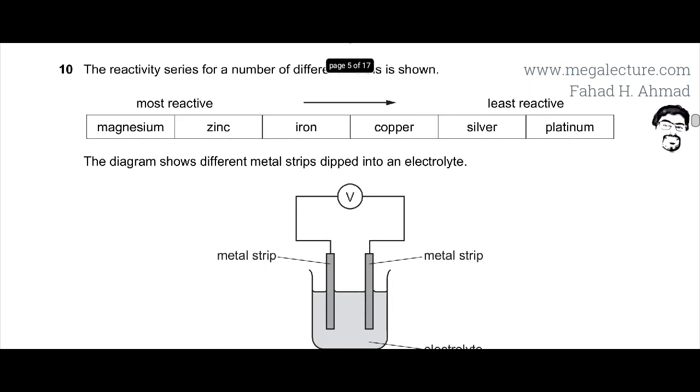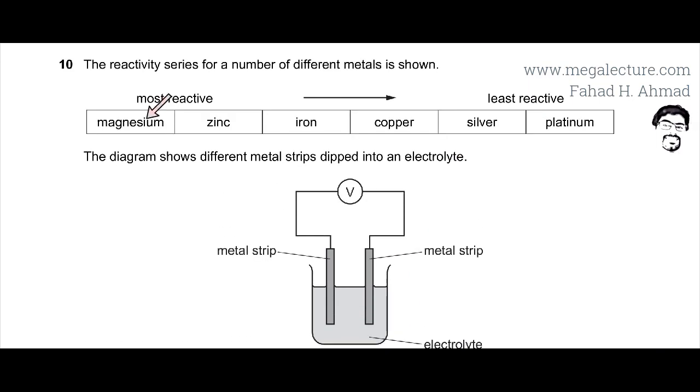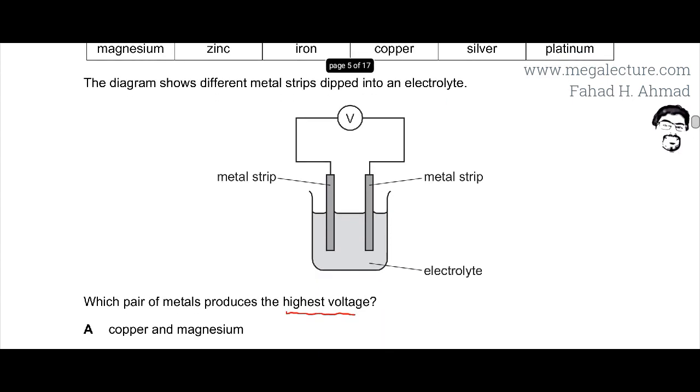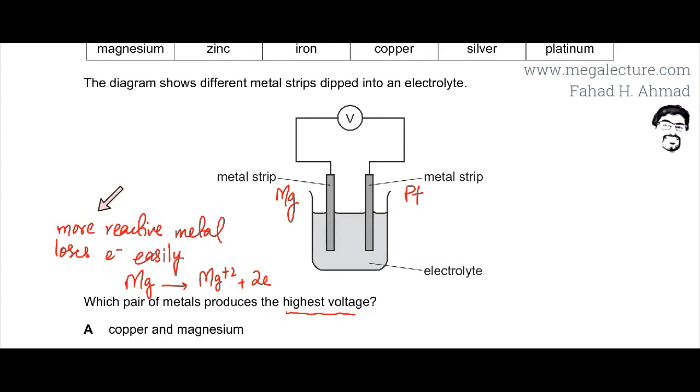For example, I have one strip made of magnesium, one strip made of platinum. So if I have a strip of Mg, and on the other side I have a strip of platinum, the voltage produced would be the highest. And the reason is that the more reactive metal likes to lose electrons. In this case, Mg and platinum, Mg is the more reactive one, so Mg likes to lose electrons.